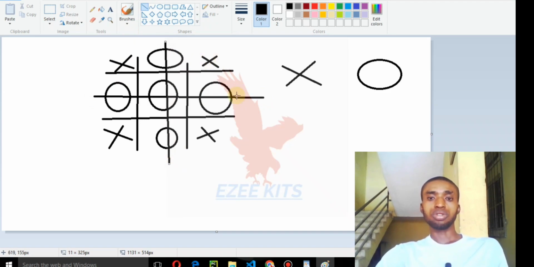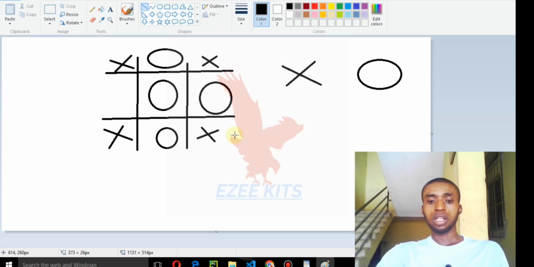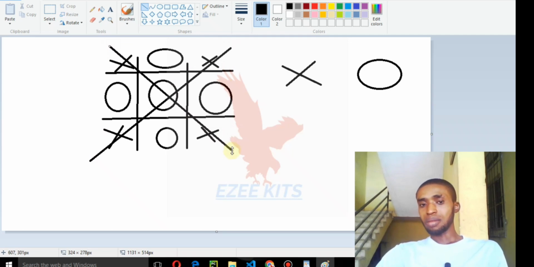So this leads us to our next topic, winning ways. How can a player win? A player can win in this column: 1, 2, 3. This is 1, this is 2, and this is 3. You can also win in row 2, which is this 1, this 2, and this 3. You can also win in a diagonal way. Let's assume that here is diagonal 1, and here is diagonal 2. These are the many ways a player can win.